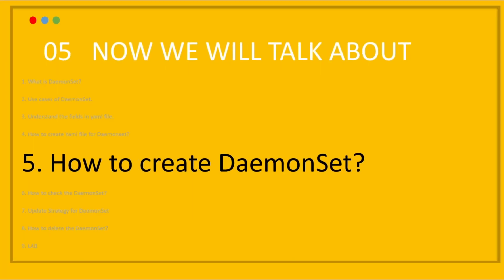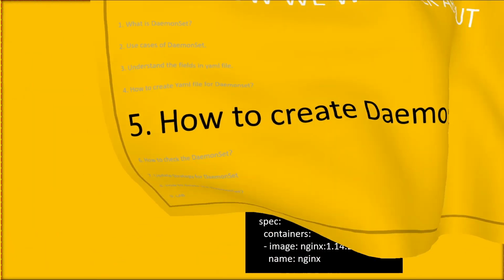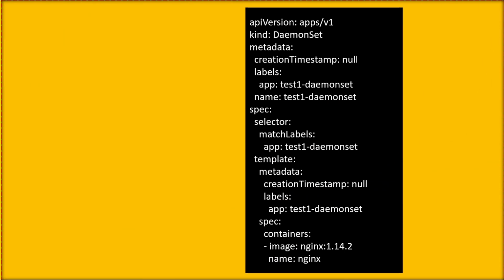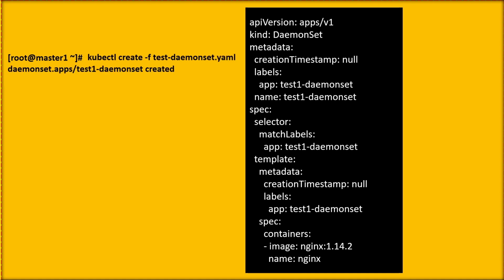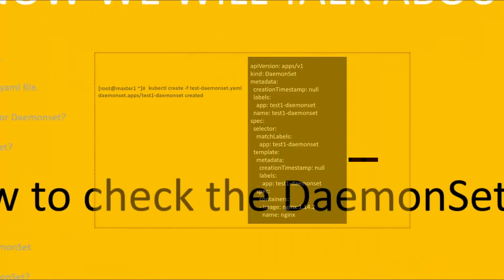how to create DaemonSet. So this is our DaemonSet YAML file. So copy this content to a file. We call it test-daemonset.yaml file. Afterward, we just need to create the object like we did for deployment or replica set. The command would be kubectl create -f test-daemonset.yaml file. From the output, we can assure that our DaemonSet is created successfully.